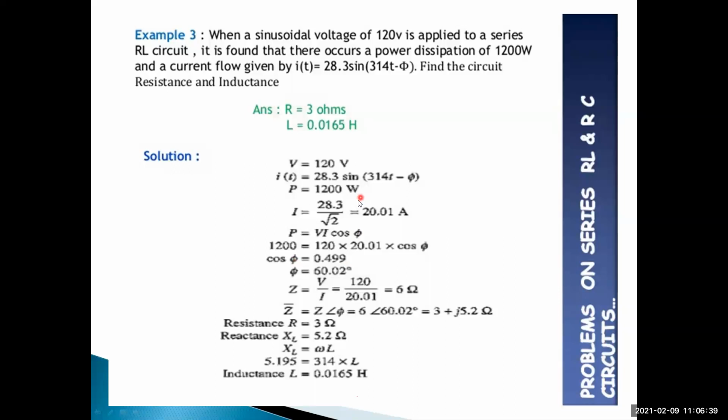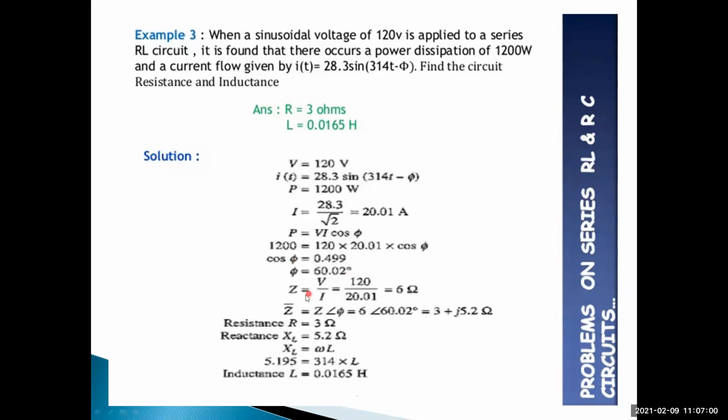And the angle, you know well, from the cos phi expression you will get the angle. Cos phi is equal to 0.9, so phi is equal to 60, since 0.49 means approximately 0.5. That is cos 60, which is 1 by 2, 0.5. So phi is equal to 60 degrees. This is the angle.